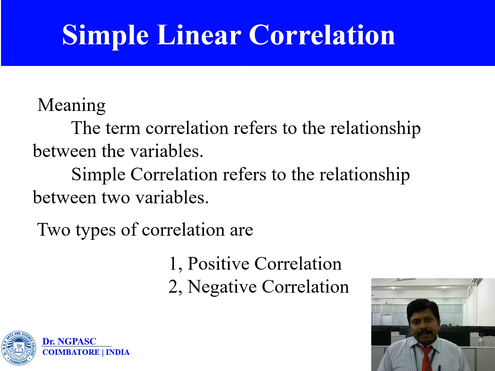Simple linear correlation. The term correlation refers to the relationship between the variables. Simple correlation refers to the relationship between two variables. The two types of correlation are positive correlation and negative correlation.